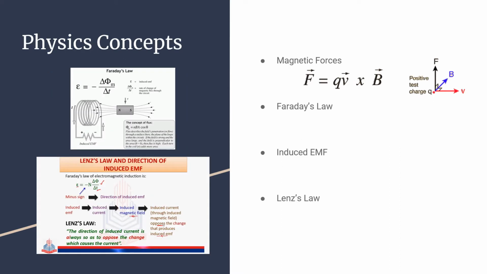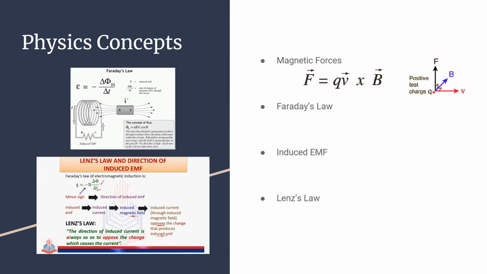All of the physics concepts at play for this lab deal with magnetism. The first of which is the magnetic force, which is the force that is actually slowing the magnet down as it falls. The second one is Faraday's law, which states that an induced EMF is equal to the negative change in magnetic flux through a surface. Essentially, if you have a changing magnetic field, it's going to produce some sort of voltage difference. And the last is Lenz's law, which states that the induced current will try to oppose the changing magnetic field.